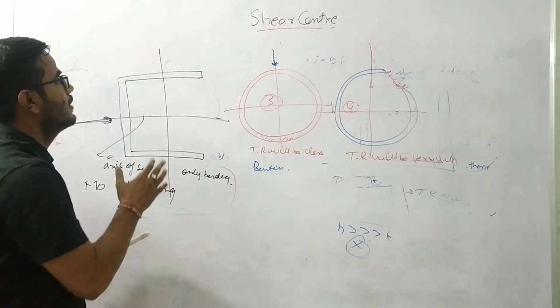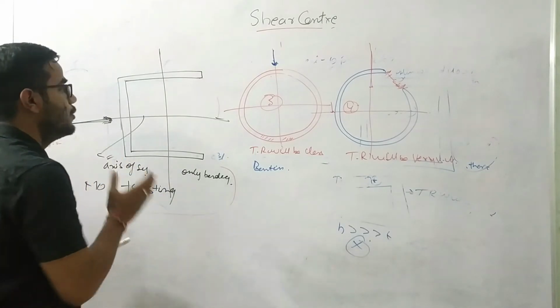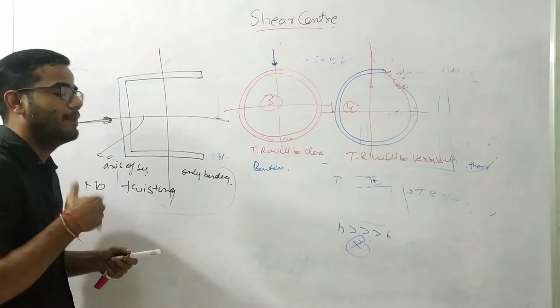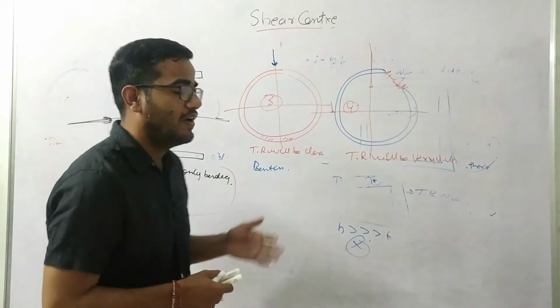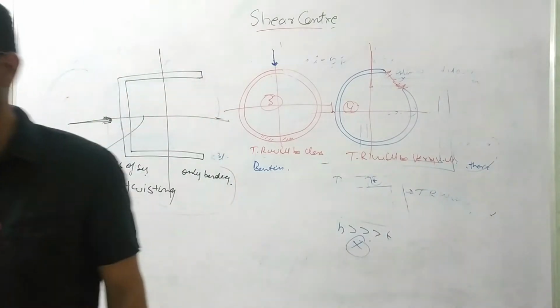So we'll see why we need to apply load at the shear center. What is happening basically? Why, if I apply a load along the shear center, is there no twisting? Okay, we'll see now.